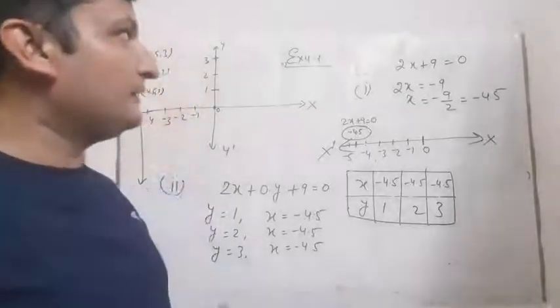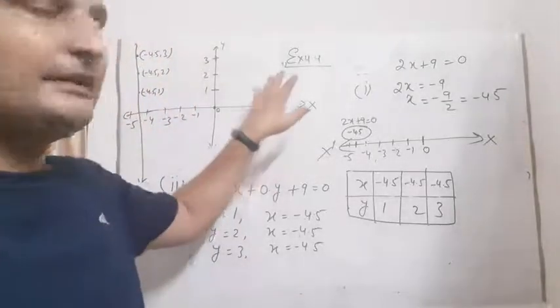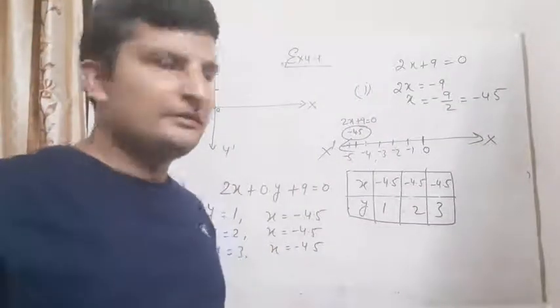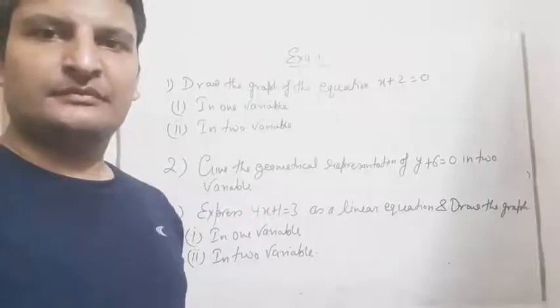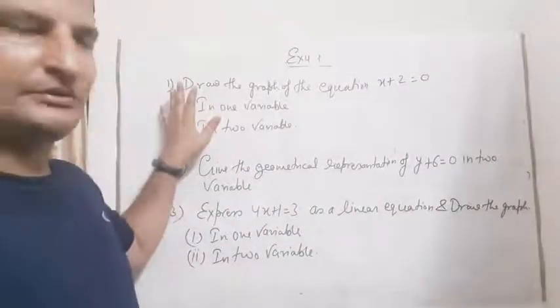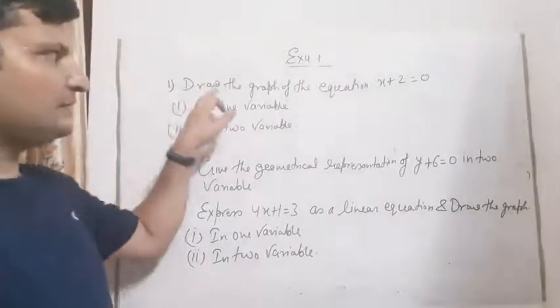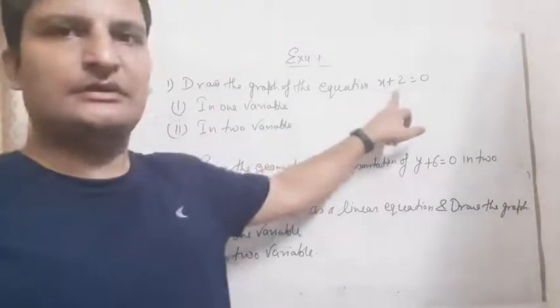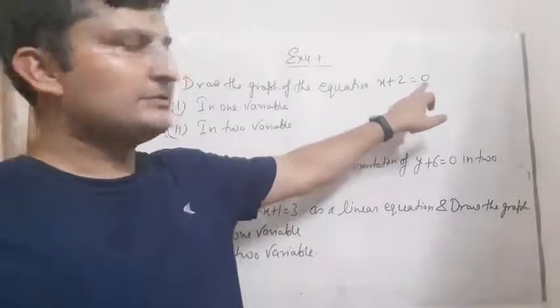Okay. I will take the test of chapter number 4 only. Okay students, now note it down. Students, these are the questions, these 3 questions you have to solve. First one is draw the graph of the equation. The equation is x plus 2 is equal to 0.